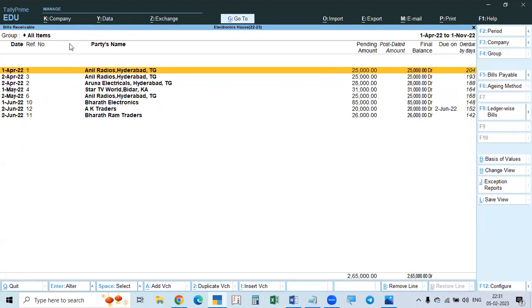But on the basis of this report, see here, bills receivable. In the bills receivable report, bills means invoices. That is not available in the report, so we cannot collect anything from them on that basis. But from the ledger only we can collect. But how to make the outstanding balance due in that entry, that is, the check dishonor, check bounce entry entered and shown in the ledger, not shown here? How to make it appear here also?